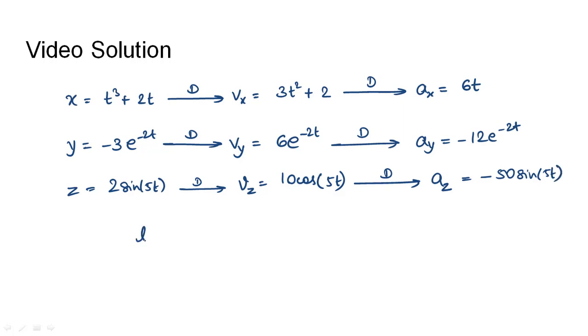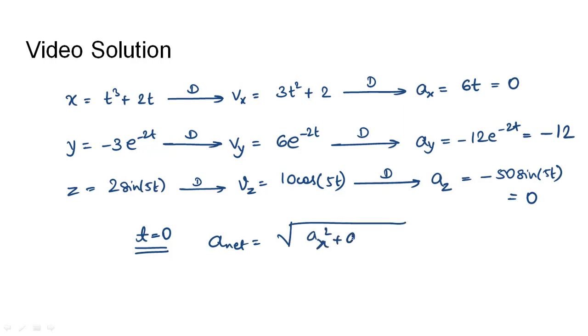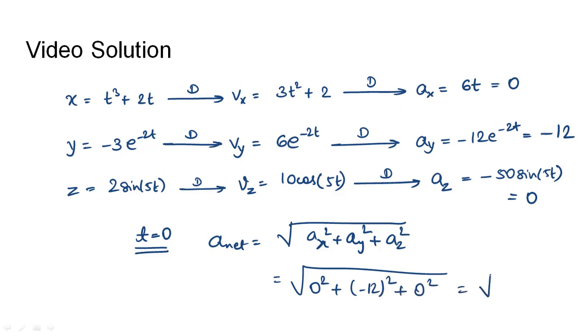Now it is given that we need to find the acceleration at the time instant t equals 0. So substituting t equals 0, ax would become 0, ay would become minus 12, and az would become 0. So a net would be equal to the square root of ax square plus ay square plus az square. This would become equal to 0 square plus minus 12 square plus 0 square, which would be equal to square root of 144. That would become 12 centimeter per second square. That is the net acceleration.